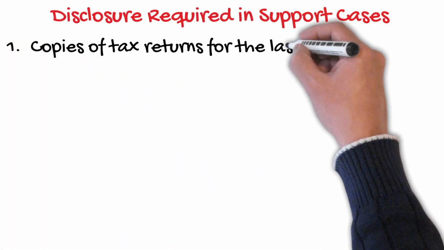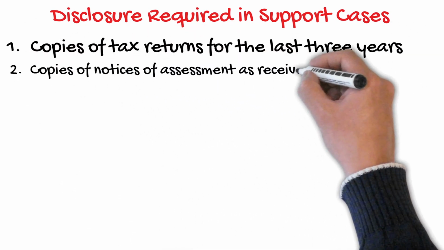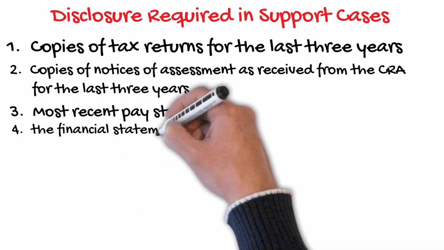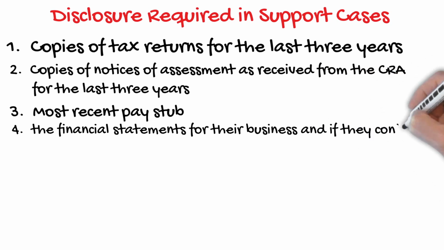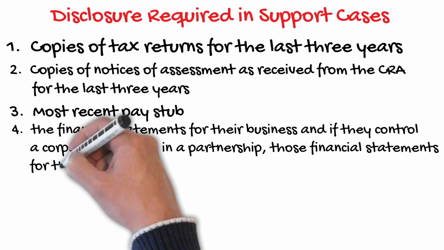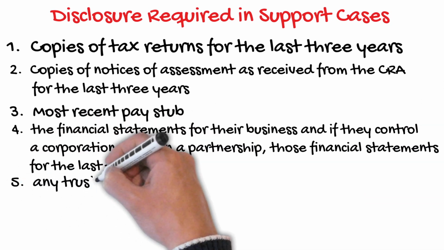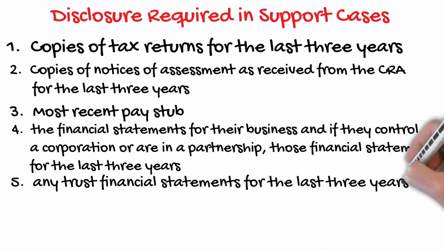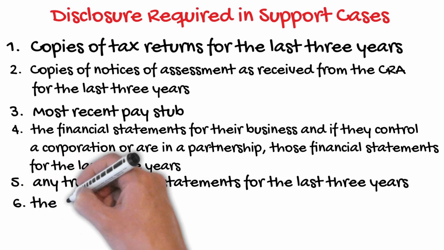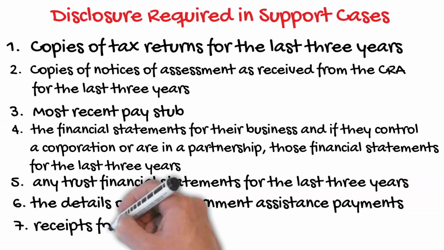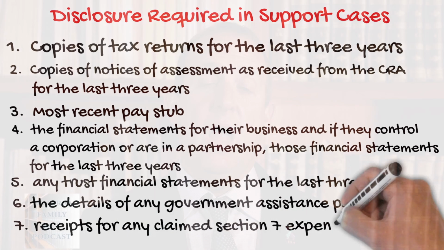Copies of tax returns for the last 3 years, copies of notices of assessment as received from the CRA for the last 3 years, and the parent's most recent pay stub. Self-employed parents must provide the financial statements for their business, and if they control a corporation or are in a partnership, the financial statements for the corporation or partnership for the last 3 years. If the parent is a beneficiary under a trust, they must provide the trust financial statements for the last 3 years. If the parent has received government assistance payments, then they must provide the details of those payments. Parents must also provide receipts for any claimed Section 7 expenses. There may also be additional documents that are necessary depending on the circumstances of the parties.